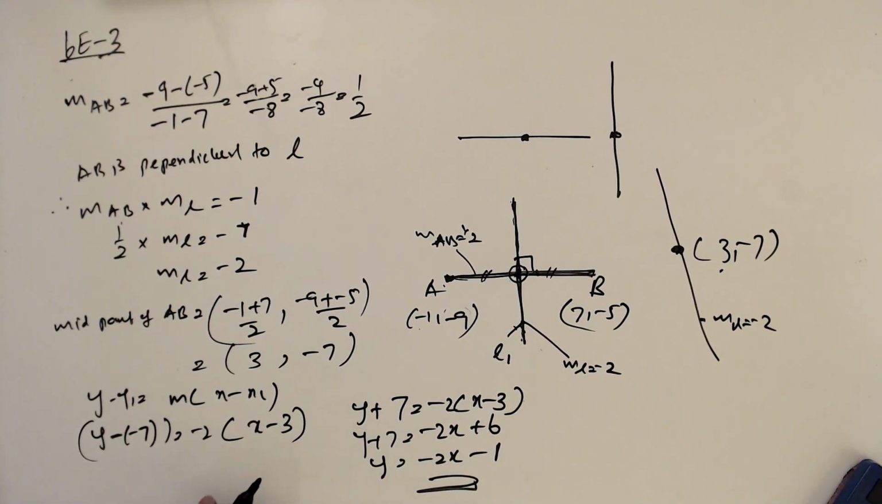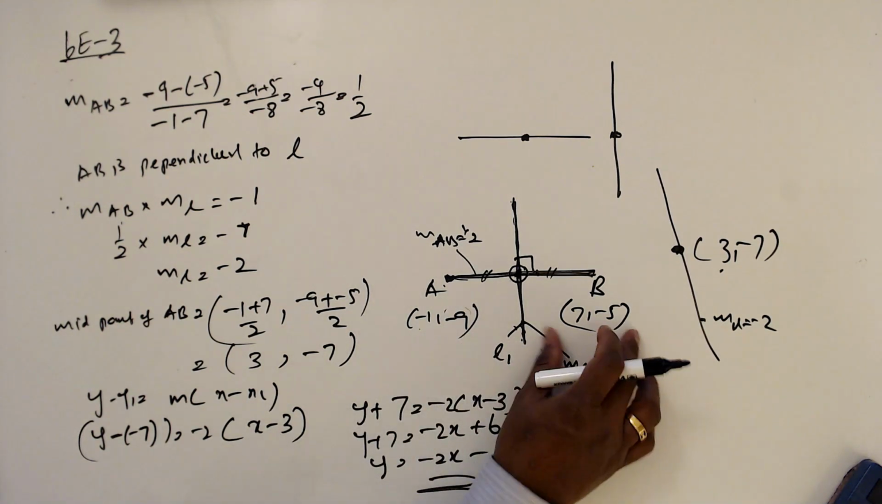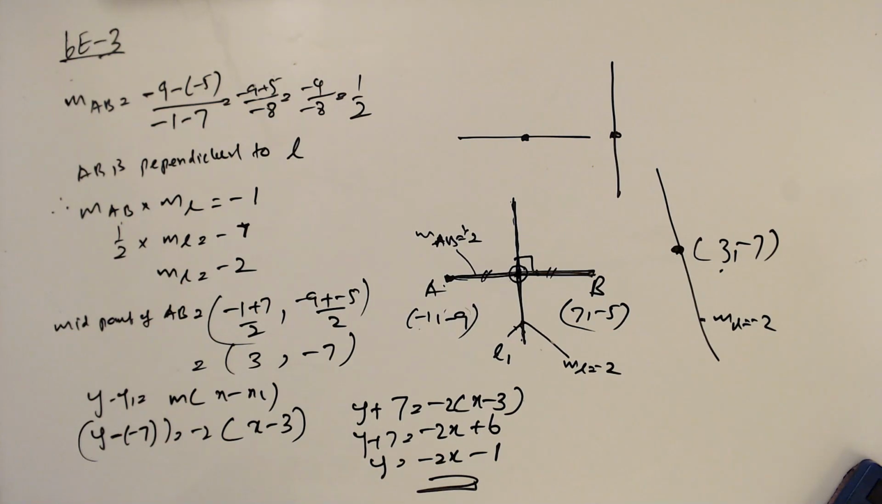My question now: did I use any circle properties here? No, I still didn't. AB is just a segment, and those are the AB coordinates. I didn't use any circle properties yet.